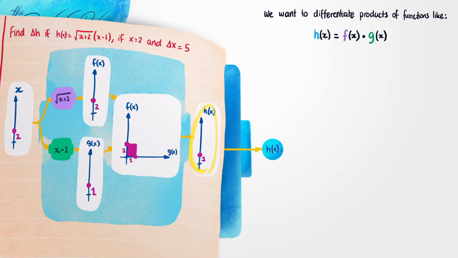So now that we know that the value is 2, we also want to see how much h will change when we feed in the next point. Now, if change in x is going to be 5, then the next input point we're going to use is going to be 7. So let me draw that point on too.